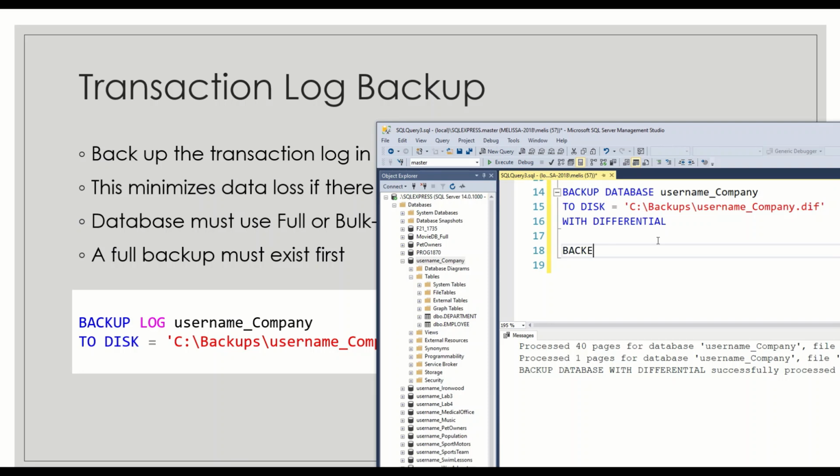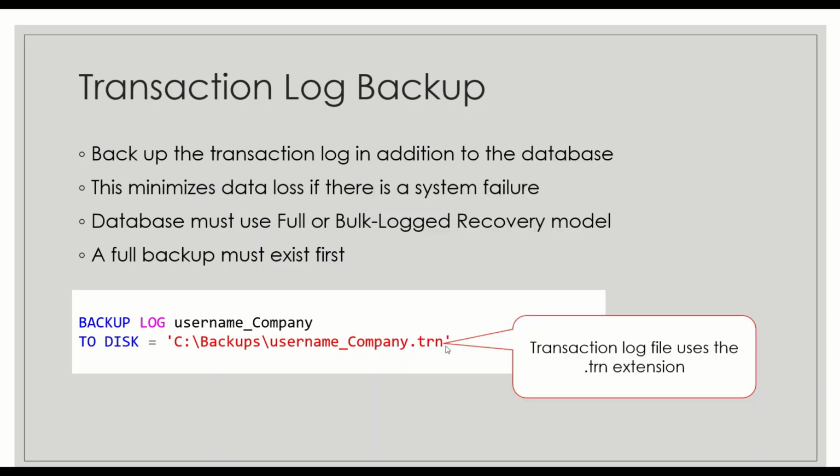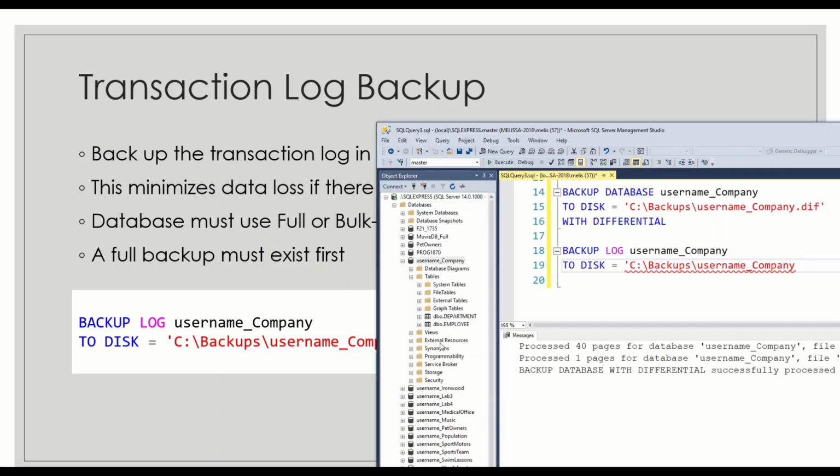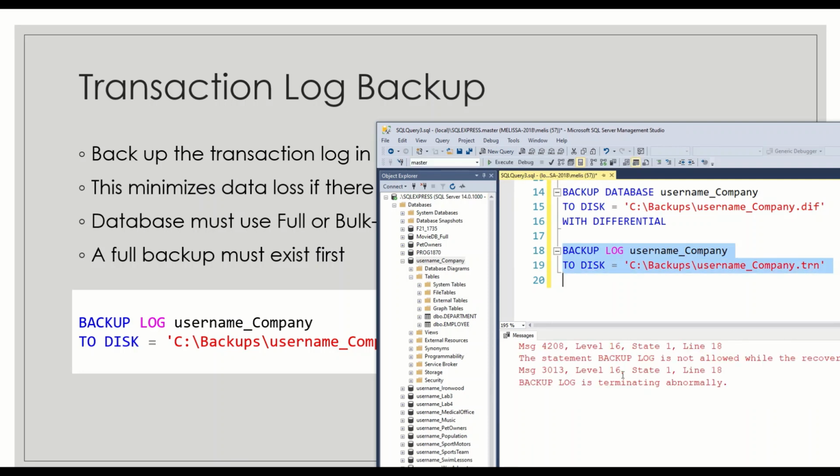The backup statement here is a little bit different. Instead of backup database, we say backup log. The rest of it is similar. So we say toDisk equals, and we put in the path to the file. But if you'll notice here, the extension is TRN for the transaction log.